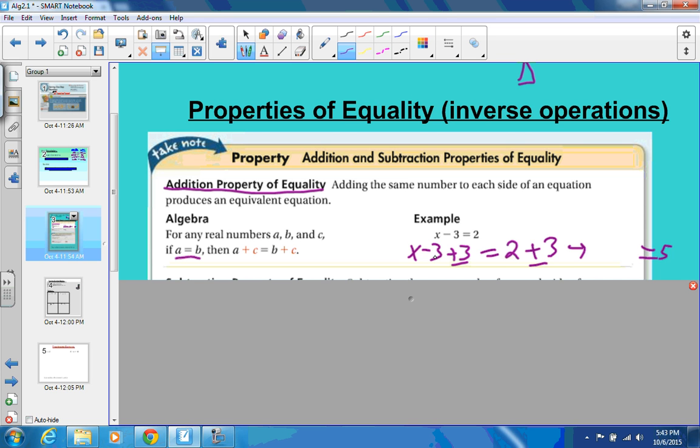On the left side, when you have minus 3 plus 3, those are opposites. So you'd end up getting just x plus 0, or just x.